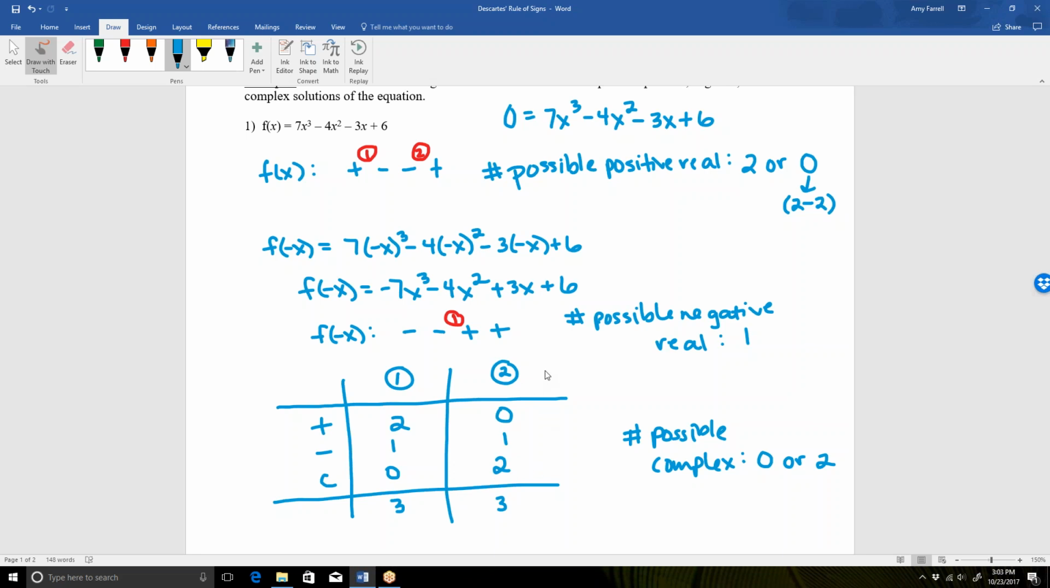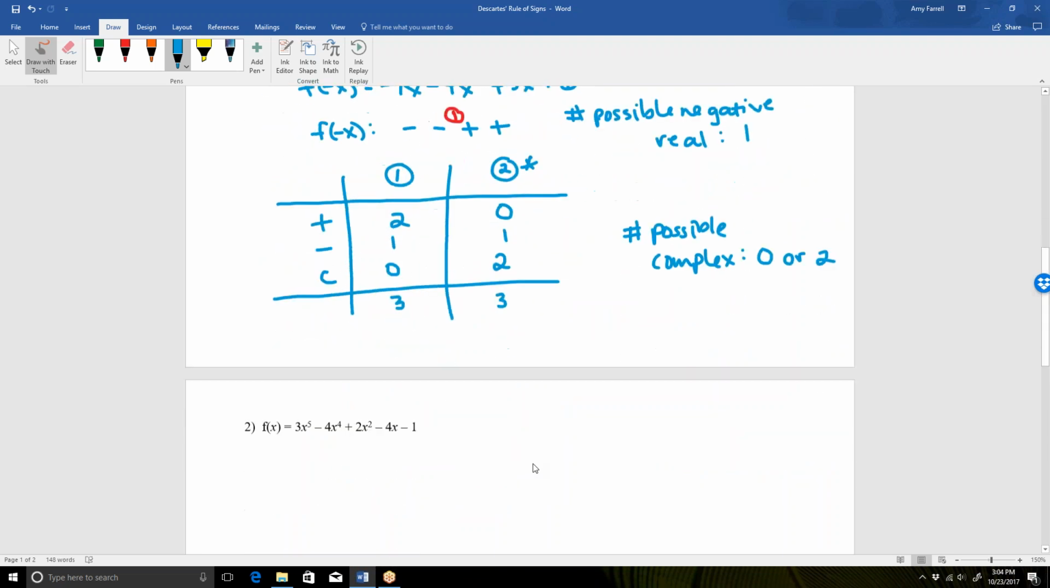Now, I did use technology to see which scenario it was. It ended up being scenario 2. This is not something you'd have to do. You're just going to list the number of possible positive real, negative real, and complex solutions. But if you were to use technology, I used the Wolfram Alpha website and plugged in the equation. I found out that there's 1 negative and there are 2 complex solutions to this equation. This equation is near impossible for us to actually solve. We're just listing possible positive, negative, and complex solutions.